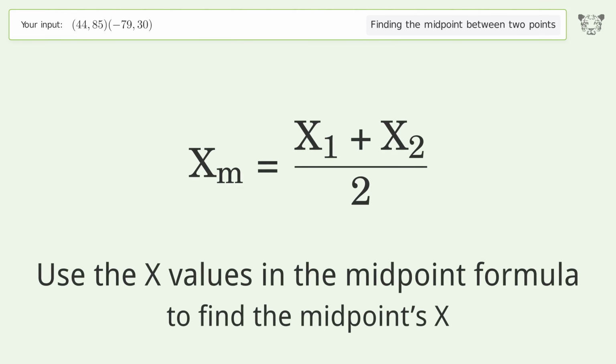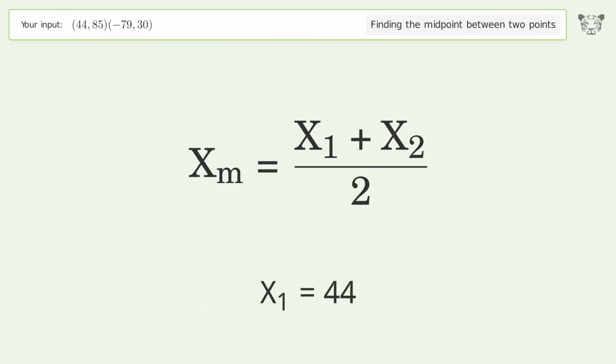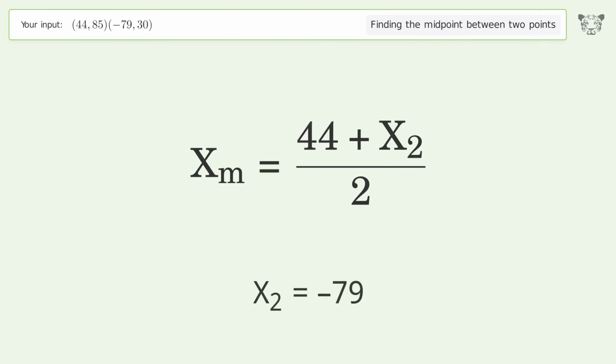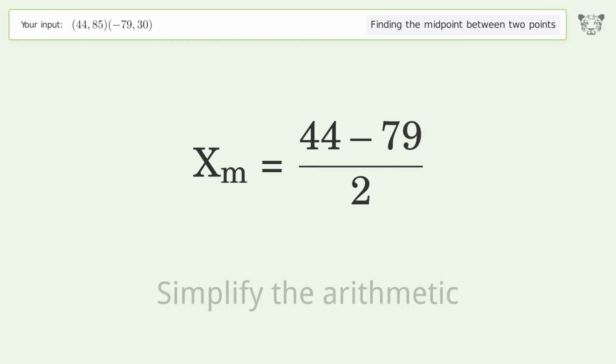Use the x values in the midpoint formula to find the midpoint's x. x1 equals 44. x2 equals negative 79. Simplify the arithmetic.